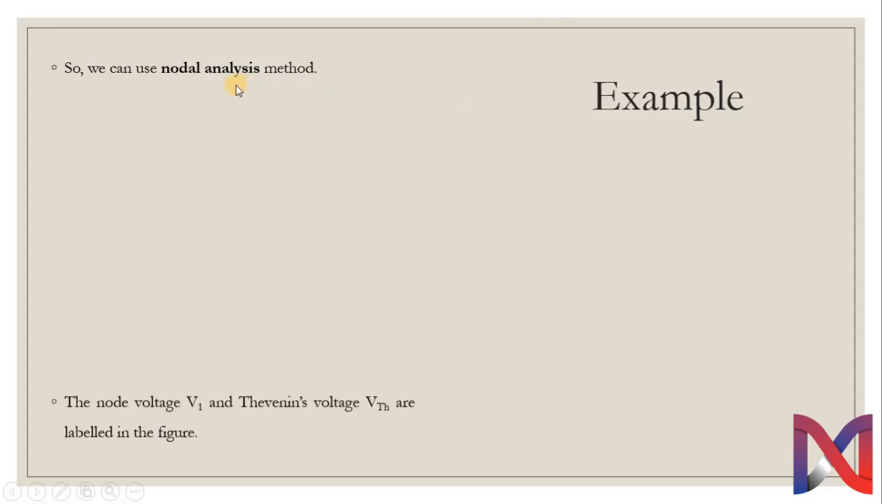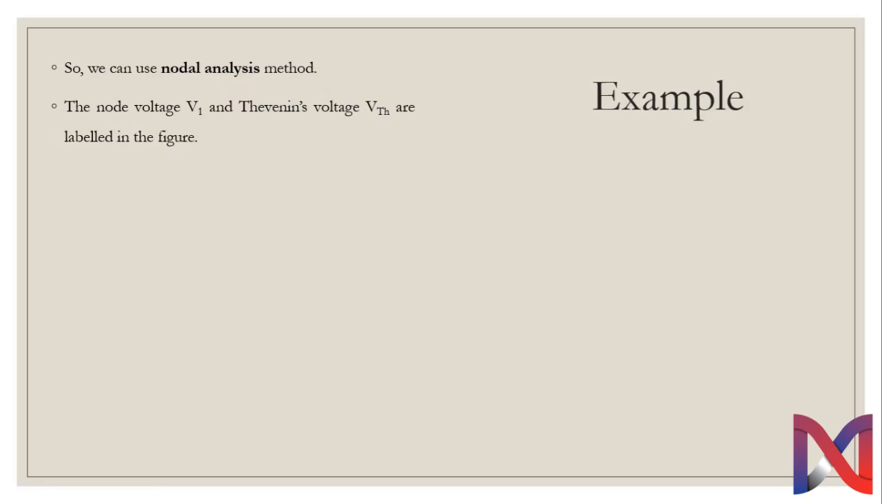Keep this diagram in mind and let's solve our circuit. So we will apply our nodal analysis method here. For that, the node voltage V1 and Thevenin's voltage VTH are labeled in the figure. You have already seen where V1 was and where VTH was. VTH was lying at the end of the circuit on the right side, where V1 was our node voltage.